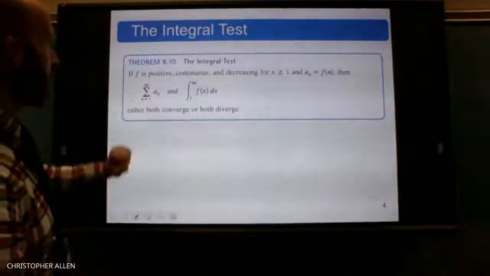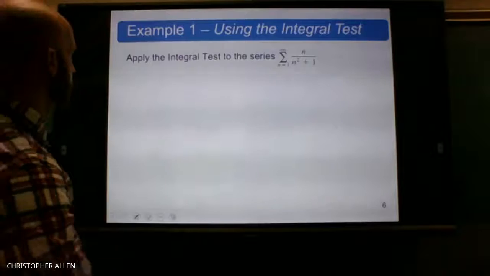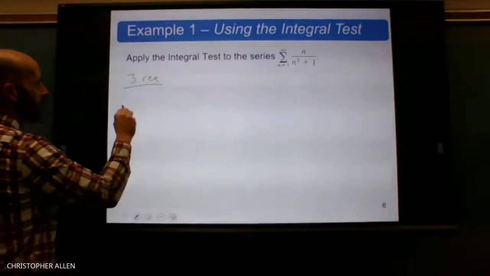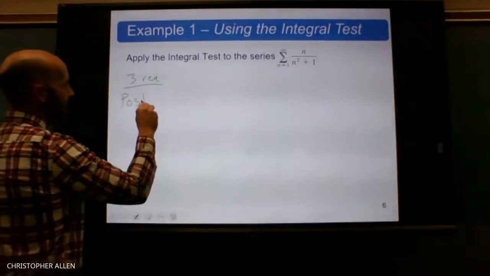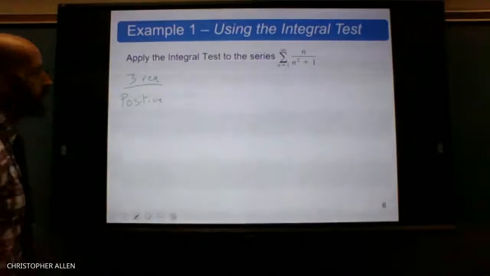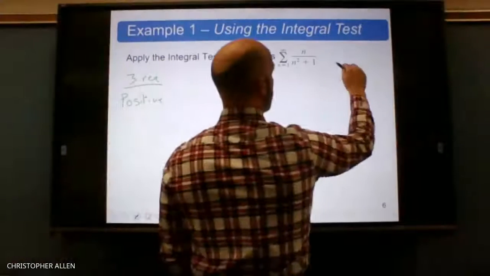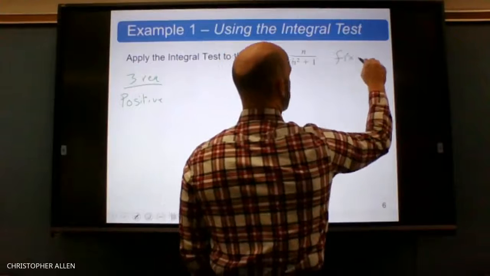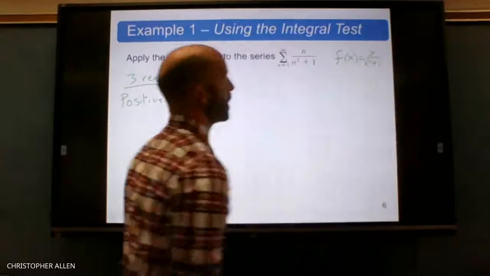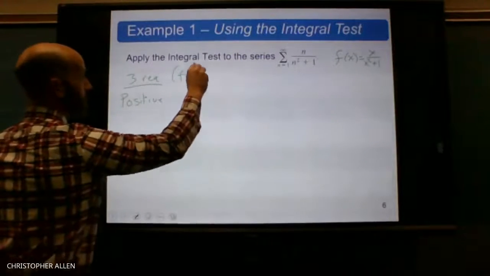We're going to see an example of this integral test. To do the integral test, there are 3 requirements. First, we need to see if this is positive. Is it positive? Well, let's see here. In this example, f of x is going to be x over x squared plus 1, and these are the requirements for f of x.